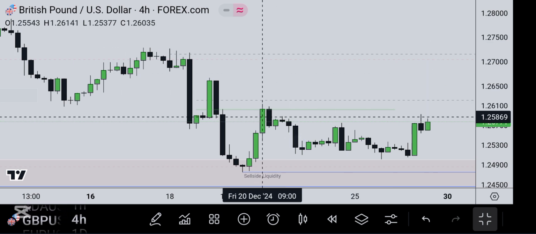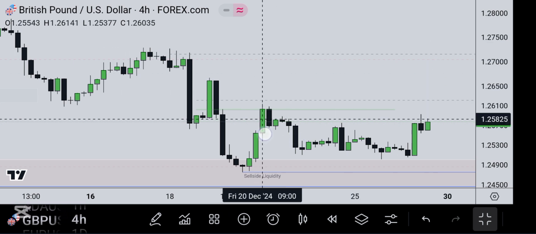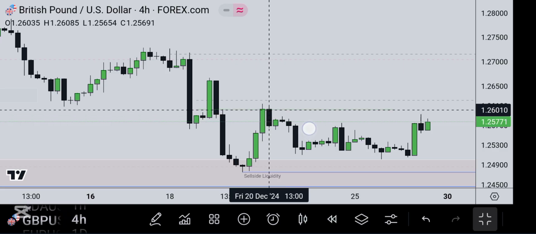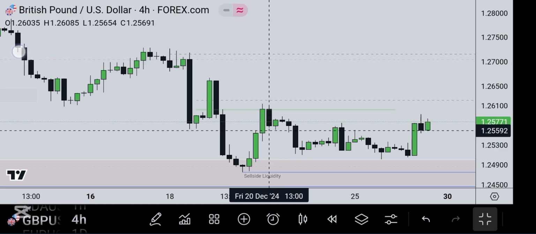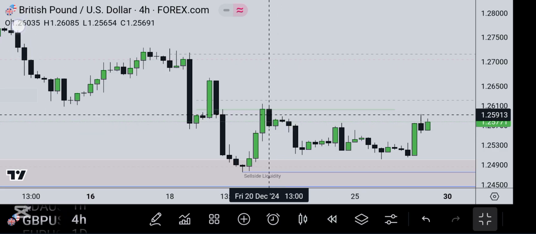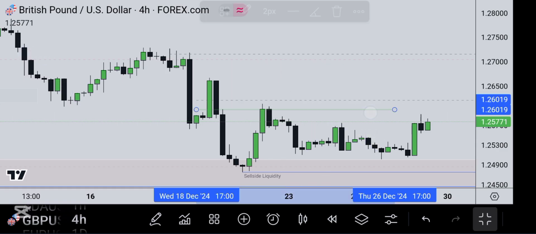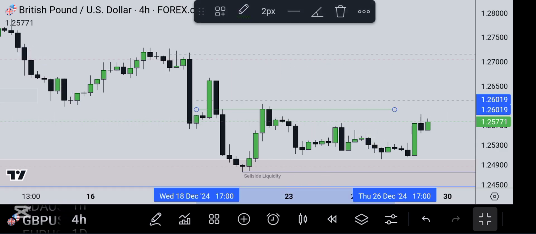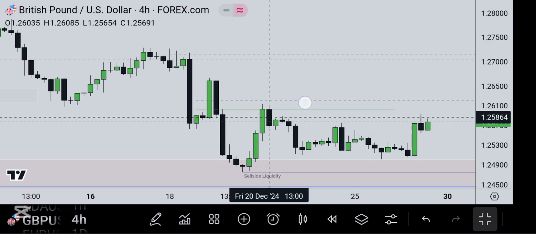Notice the closing price of this candle. You know, when I say OHLC, open, high, low, and close. The closing price here is 1.26035. It's just about this level, 1.26, just a little bit higher. Like, it's respecting this level is what it's telling you.